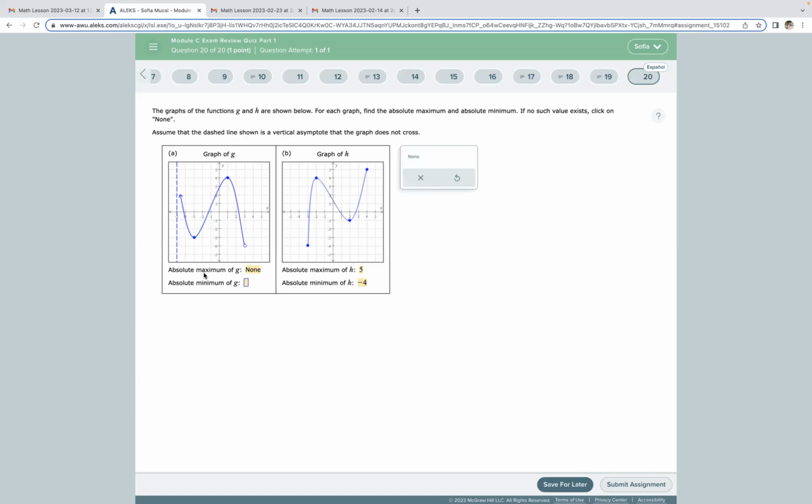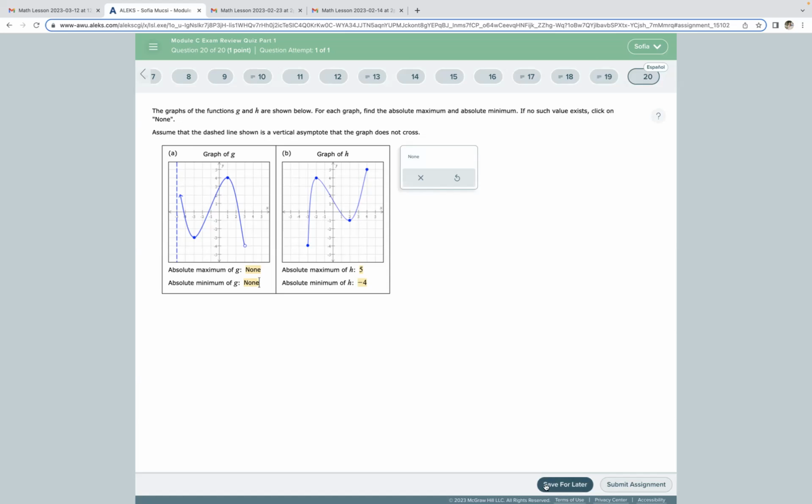The minimum, keep tracing until you find it. It's right there, this open circle. But there's nothing there, right? So it does not have one. So it's also none because it's the open circle. It's like looking at a bottomless pit. It's like, where does it go? I don't know, there's nothing there. Okay, got it.